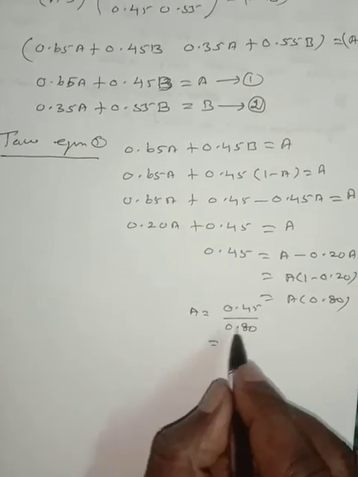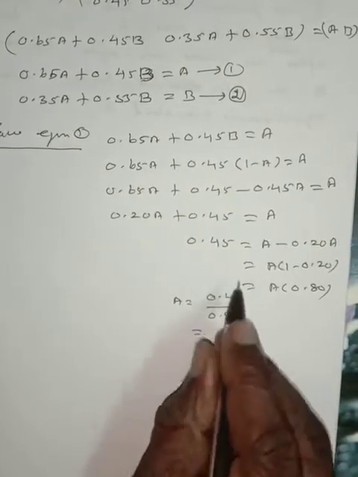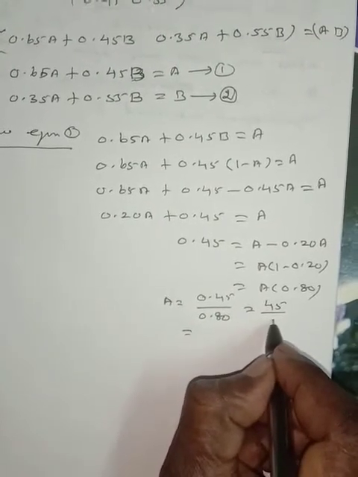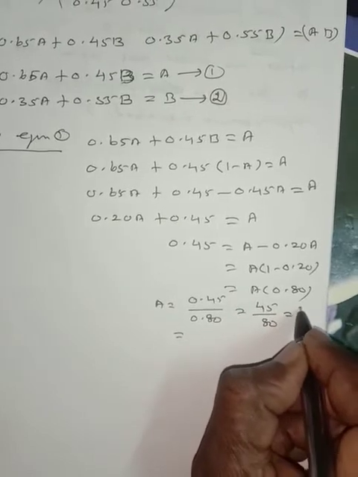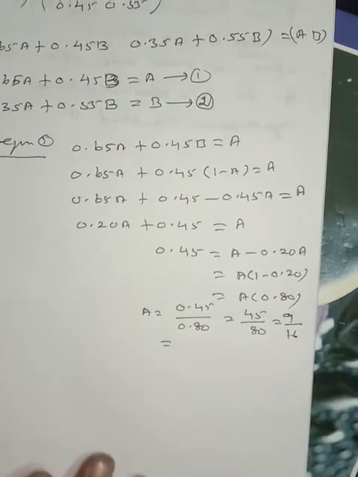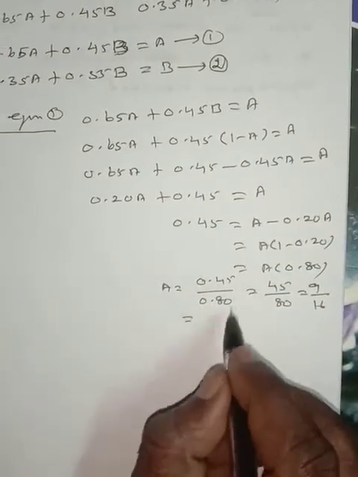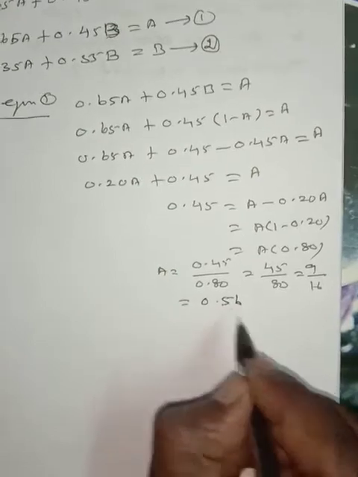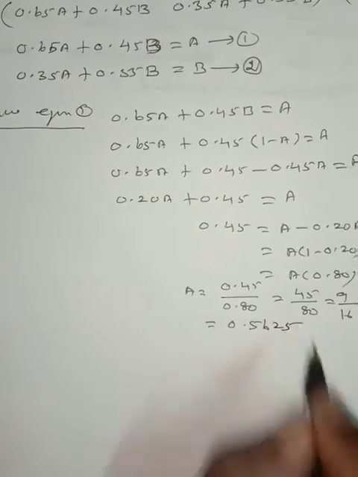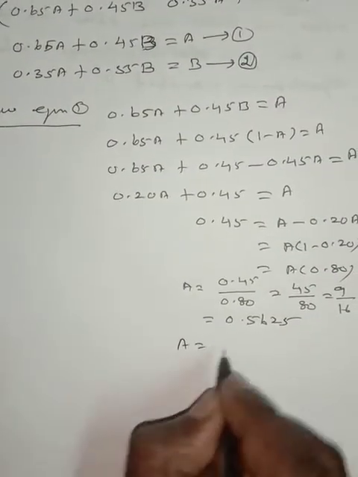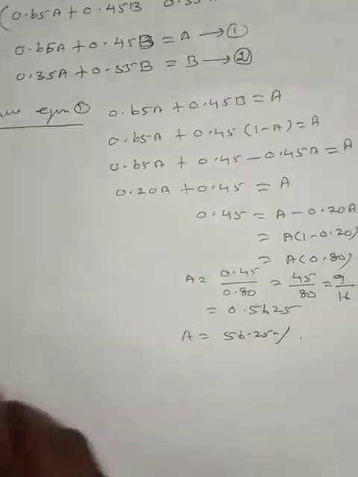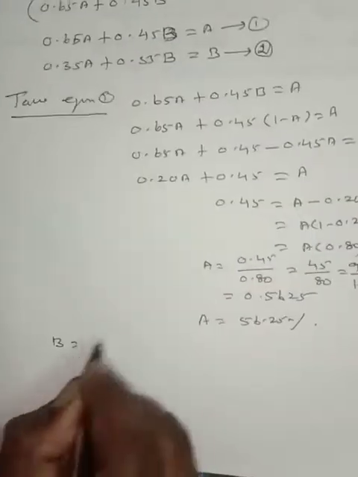Multiply numerator and denominator by 100: 45 divided by 80. Now 9 5s are 45, 16 5s are 80. So it is 0.5625. This means A is equal to 56.25%, but B is 1 minus A.